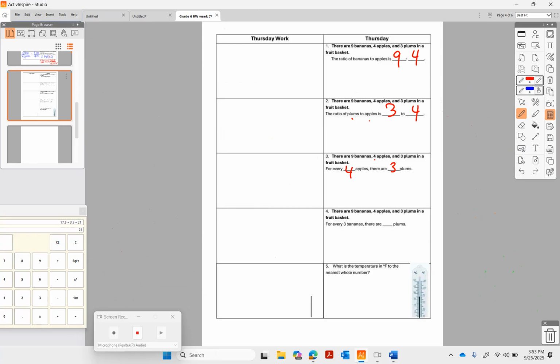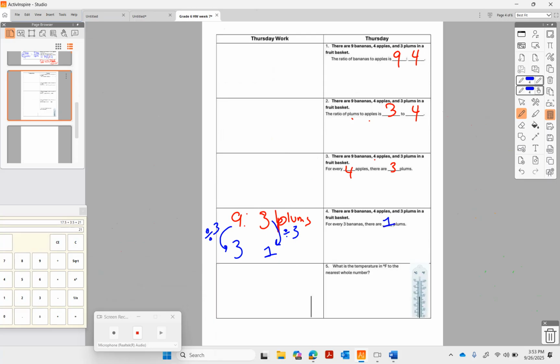For every 3. Oh, so let's think about this. There are 9 bananas for 3 plums, right? They want to go to 3. So how do I get from 9 to 3? I'm actually dividing by 3. 9 divided by 3 is 3. I do the same scale factor over here. 3 divided by 3 is 1. So for every 3 bananas, there is 1 plum.